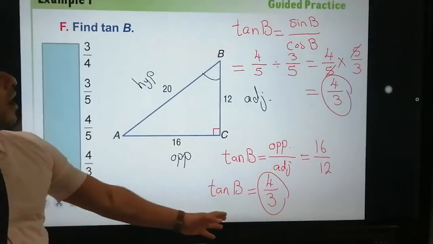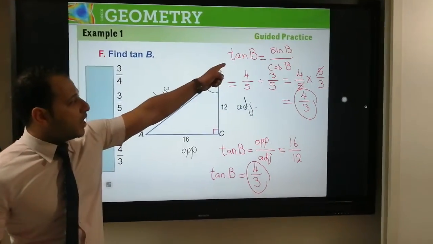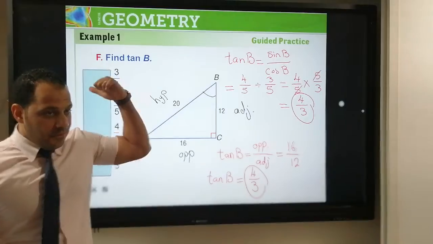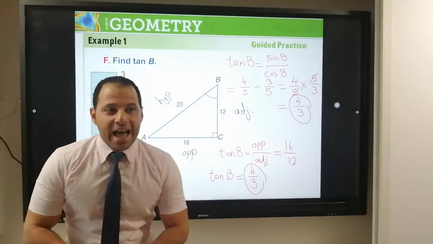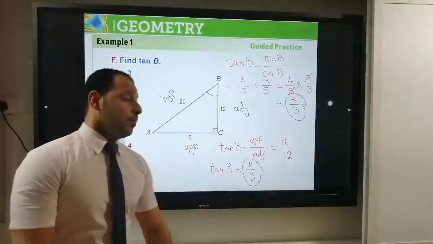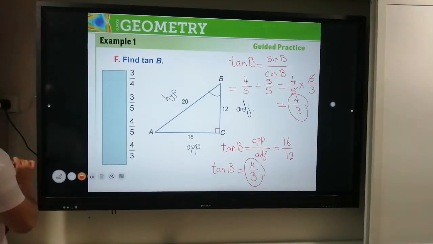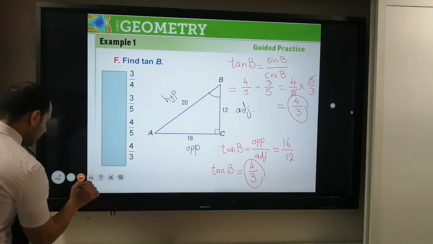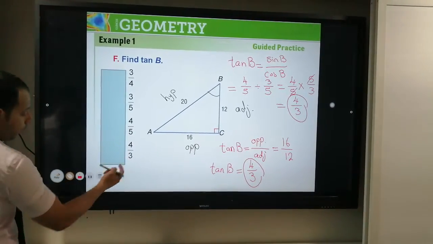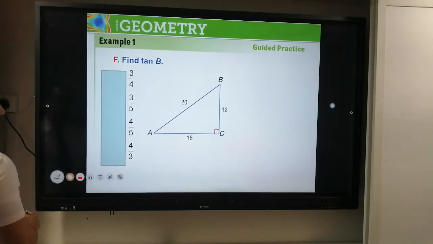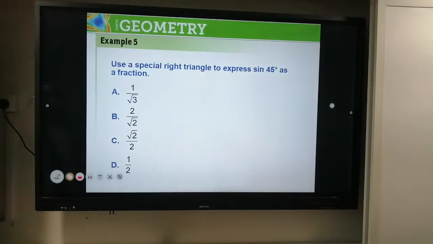Both ways are right. You can use sine over cosine if you have the value of sine and cosine, or you can use the ratio directly. Excellent. And this is the answer of the third problem, 4 over 3, and then the next problem.